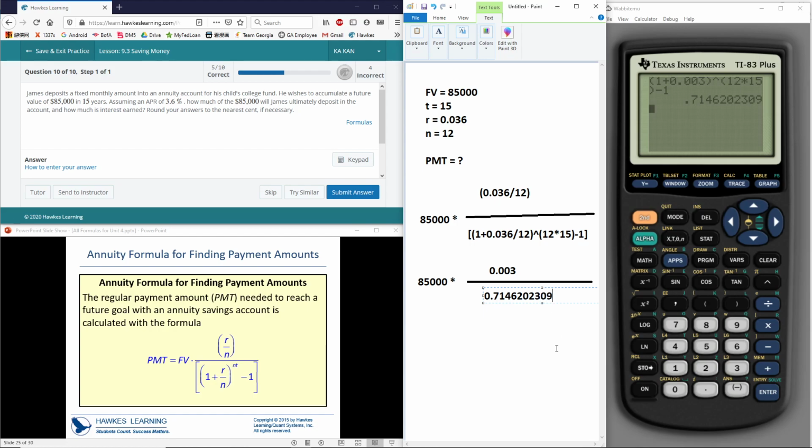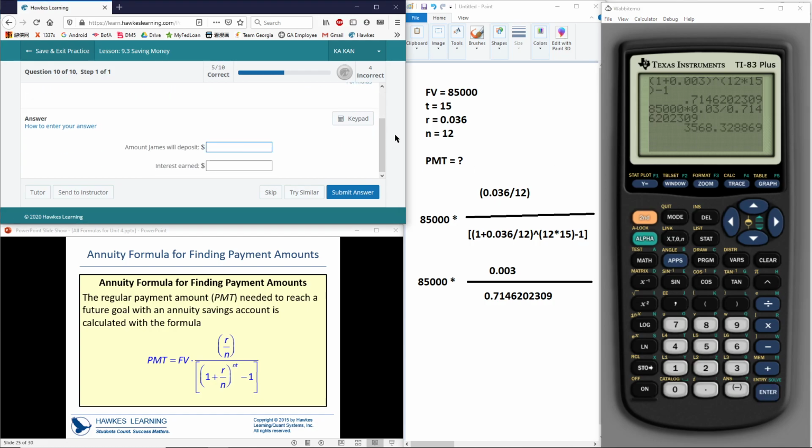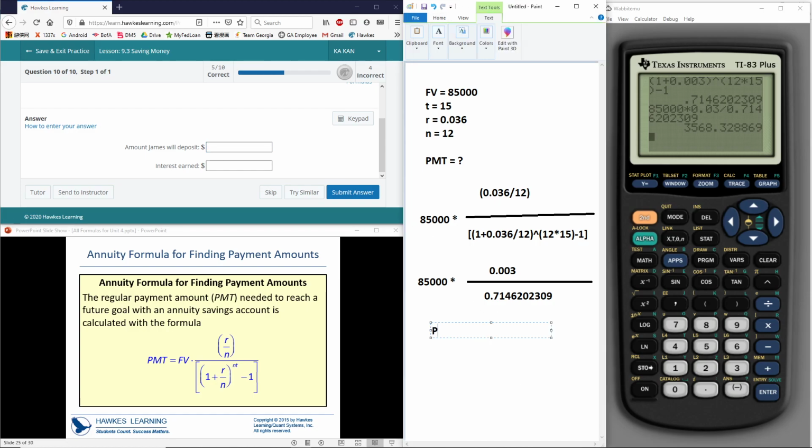0.71462022309. So again, use that information to put in the calculator. So that would be 85,000 times 0.03 divided by 0.71462022309. Check. And I got, so here's the deal. Remember, this is the payment, right? The payment equals 3568.33, my bad. So that's the deposit that he has to make per month for 15 years.